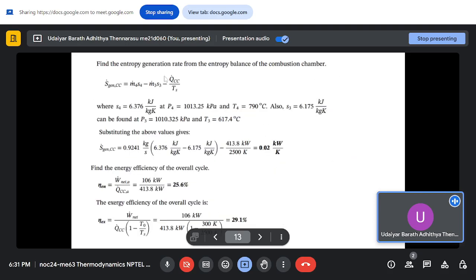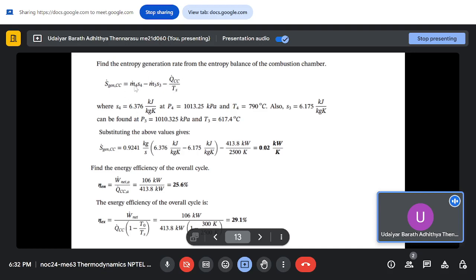So if you see, we have written in terms of s gen, this is assuming it's a reversible process, so there is no other irreversibilities. So s dot gen can be written as your outgoing m dot 4 s4 minus m dot 3 s3 minus heat addition in, so q dot cc by T source. So this is what you get.